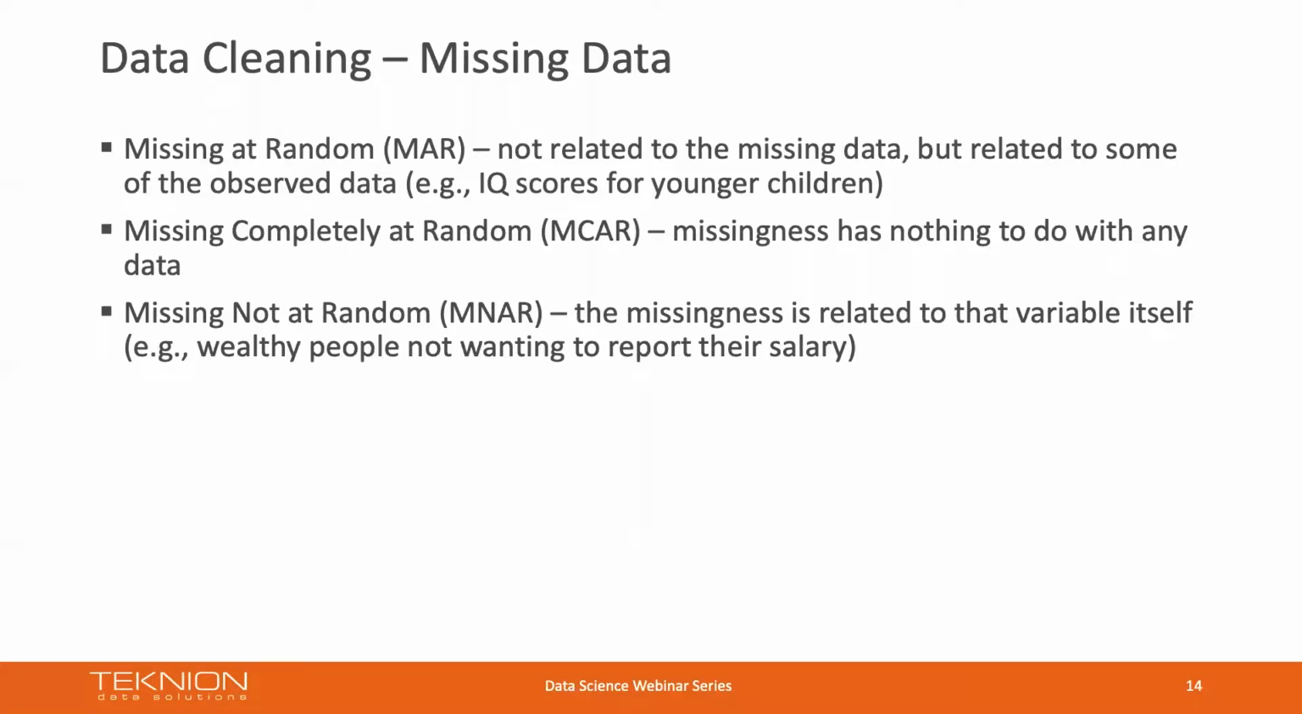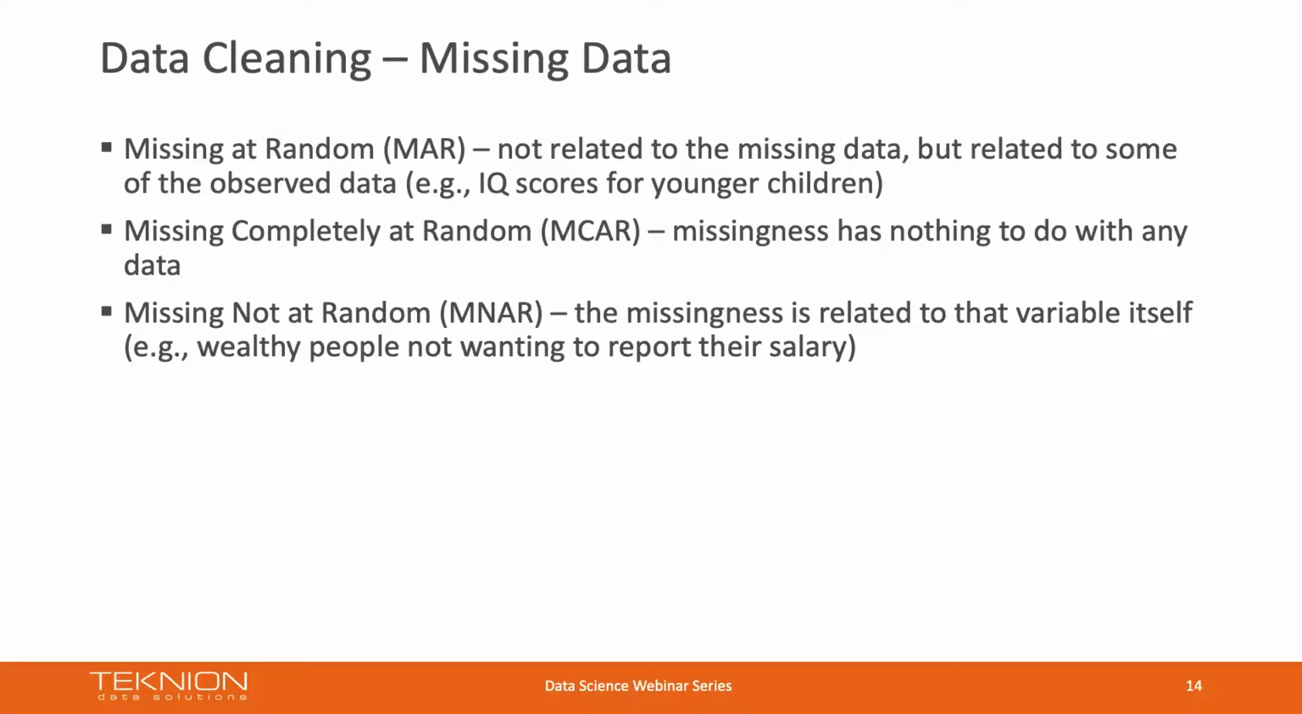Missing at random is usually okay if it's related to some other variable. Not awesome, but usually okay. When it's missing completely at random, meaning we have no idea why it's not there, there's nothing that's causing this to not be there. We just don't have it. It has nothing to do with the data. That's the one that's okay.